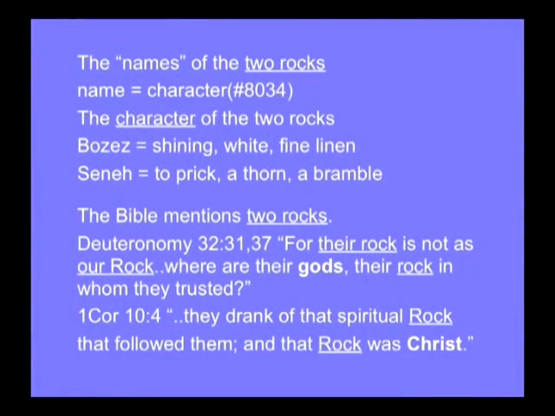So we've learned that the names of the two rocks are really talking about the character of the two rocks. Bozez, meaning shining, fine white linen, and Seneh, something that will hurt you, to prick, a thorn, a bramble. Well, now the Bible mentions two rocks. In Deuteronomy 32, verses 31 and 37, the Bible says, "For their rock is not as our rock. Where are their gods, their rock, in whom they trusted?" In 1 Corinthians 10:4, Paul gives us a little help here. He says they drank of that spiritual rock that followed them, and that rock was Christ.